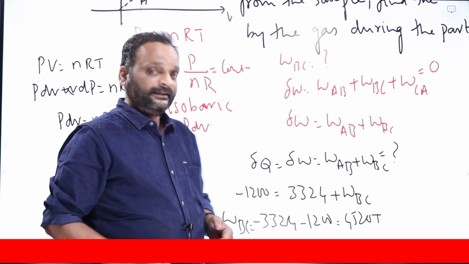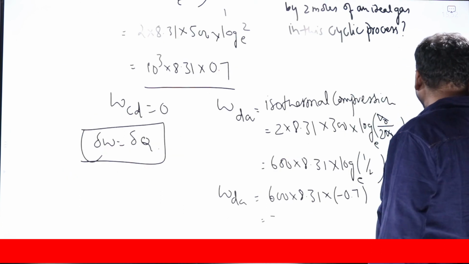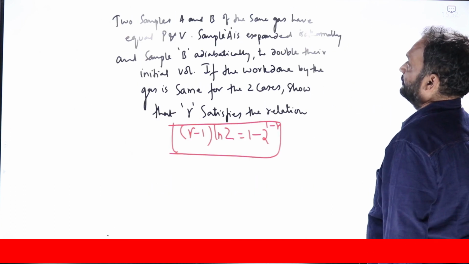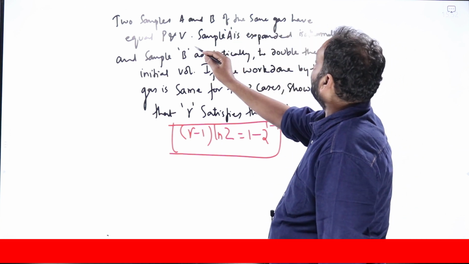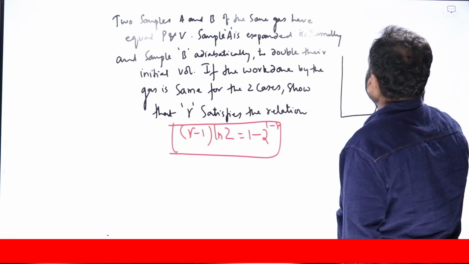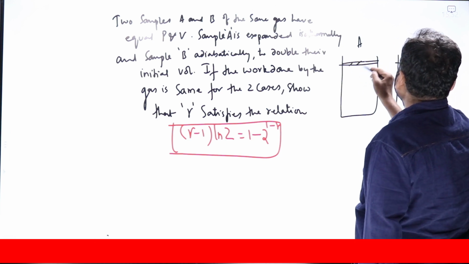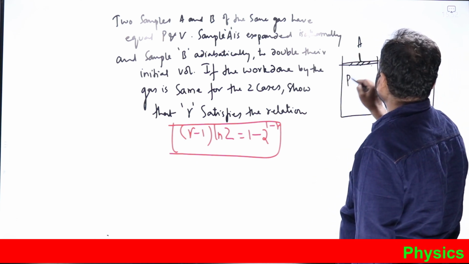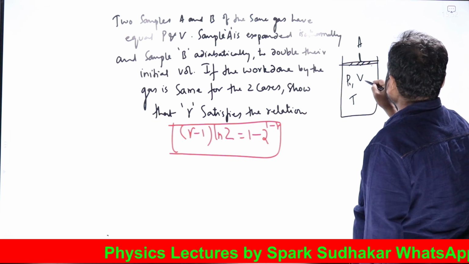Right, now let us go into another problem. Look at this problem. Two samples A and B of the same gas have equal pressure and volume. Means pressure is P, volume is V, temperature is T. Say P1, V1, T1.